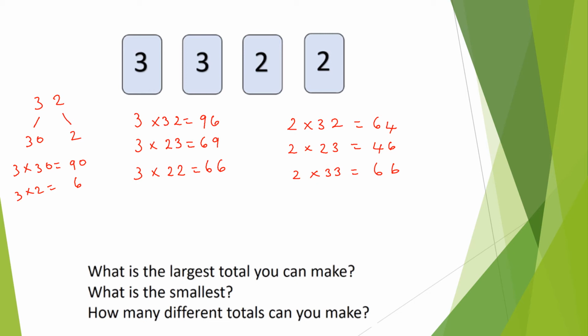What is the largest total you can make? Well, the largest total we can make is 96. What is the smallest total? The smallest total was 46. How many different totals did we make? We've got 96 and 69. We've got 66, that's 3. 64, that's 4. 46, that's 5. However, there is another 66 there, so that's the same total. So 3 times 22 and 2 times 33 actually give us the same total. So really we have 5 different totals altogether. How did you get on with that word problem?